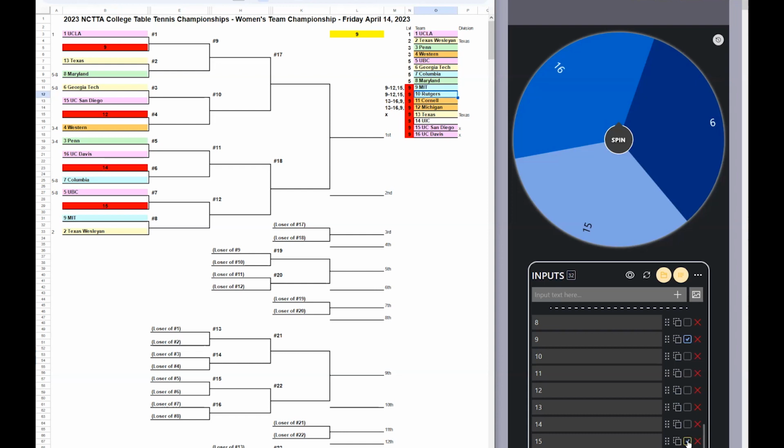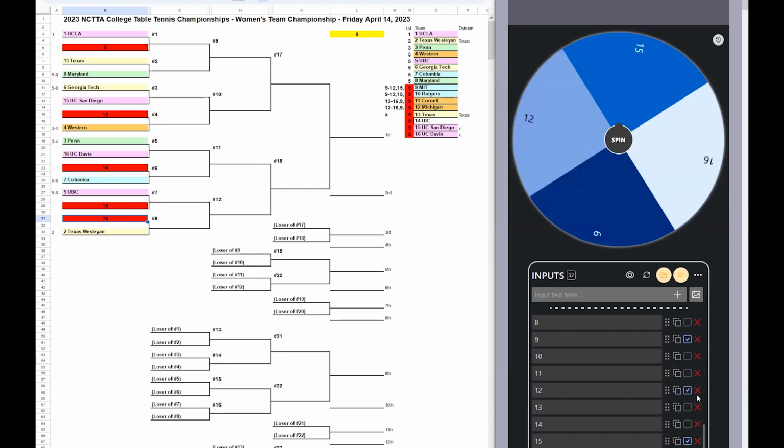Okay, you missed 12 on that last one. Yeah, for MIT. I'm going to have to spin that over. 9, 12, 15, and 16. Okay, once again, drawing for MIT.